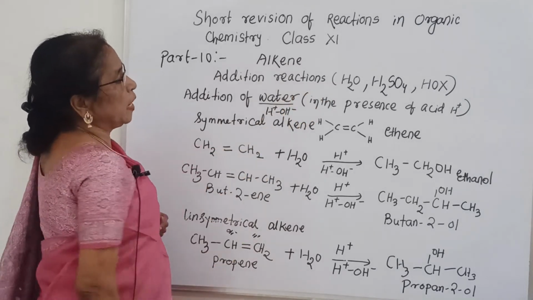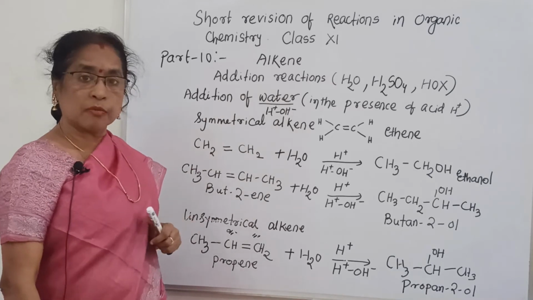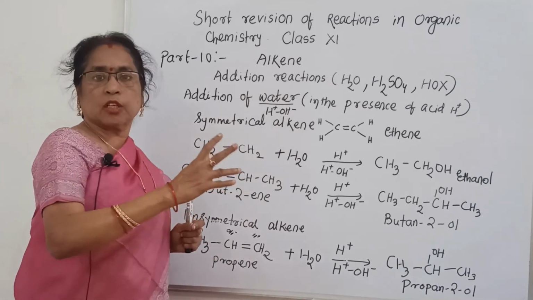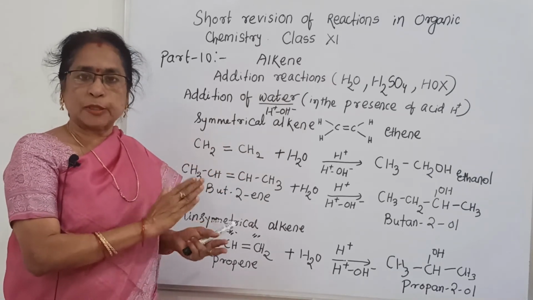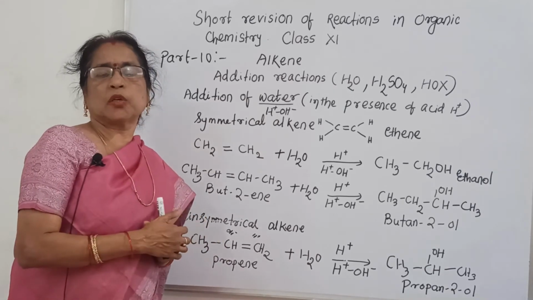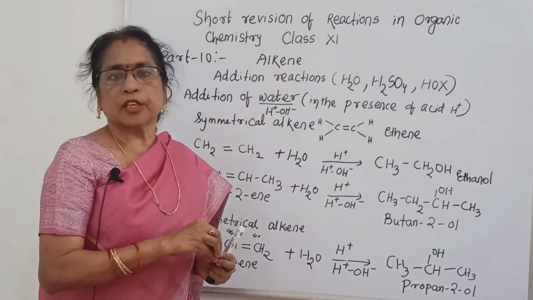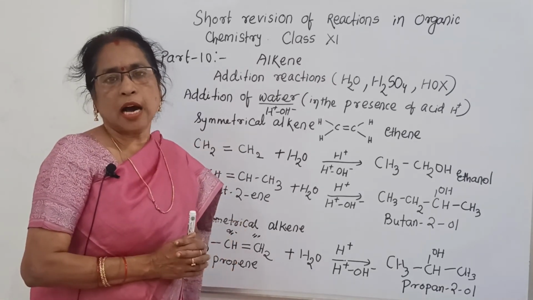I hope it is clear. Addition of water: again see, water consists of a positive and a negative part, that is H plus and OH minus. So according to Markovnikov's rule, the negative OH minus comes to the carbon which contains the least number of hydrogen.